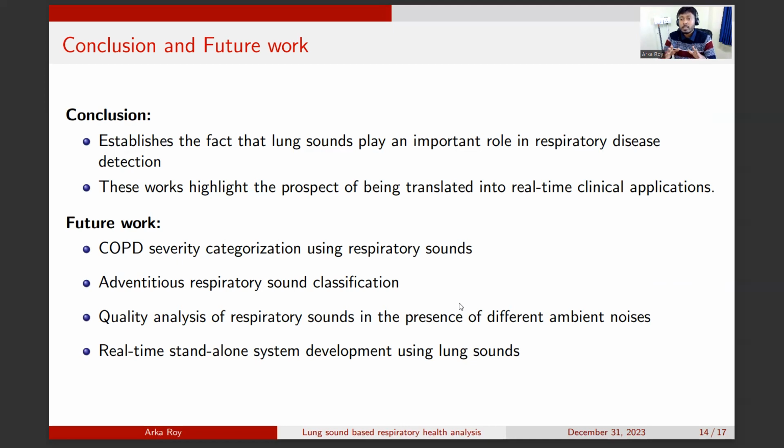In terms of future work, as we have shown, the COPD3 database comprises different COPD severity levels. So we'll try to develop methods to quantify or classify the COPD severity conditions using respiratory sounds. Then we will also try to classify the respiratory sound events, that is whether the sound is a wheeze, crackle, etc. And finally, upon developing all these methods, we'll create a standalone system to analyze respiratory health using lung sound. So that will be our future work.